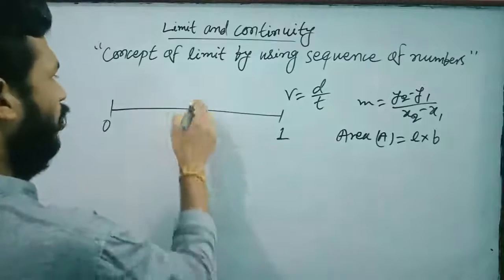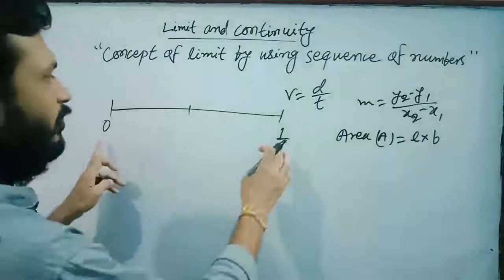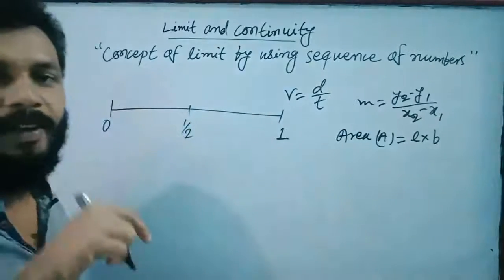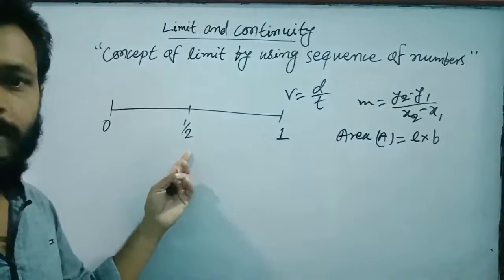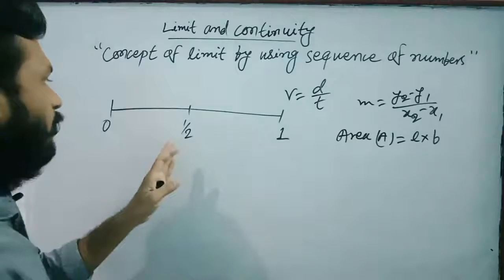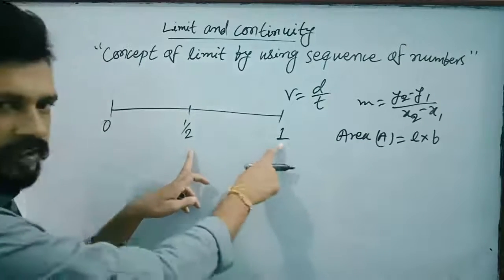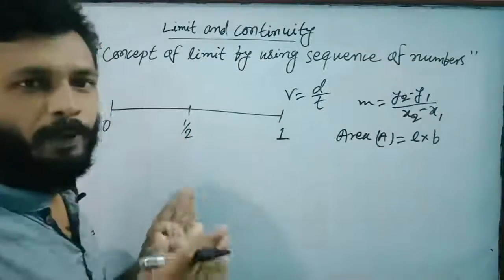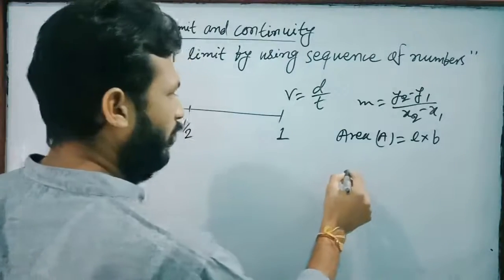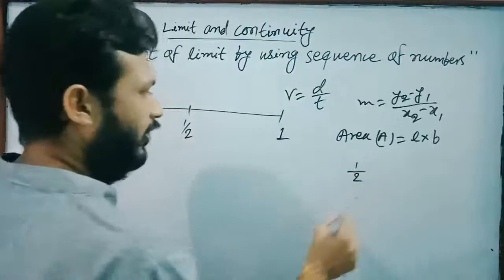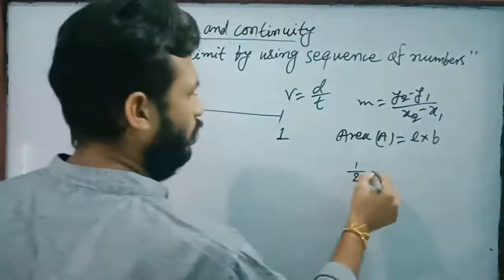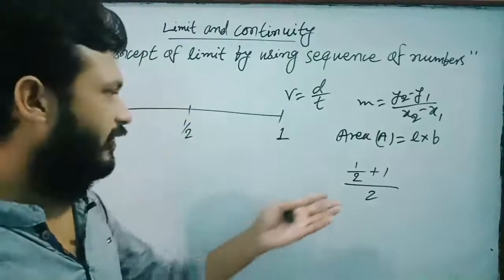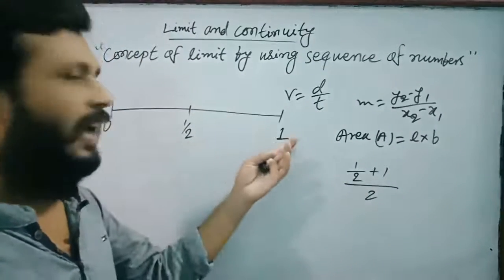0 + 1, we get the midpoint of 0 to 1, so 1/2. 1/2 is the midpoint. Again find the midpoint of 1/2 and 1. It is the same process. 1/2 + 1, then divide by 2, to get the midpoint of 1/2 and 1.